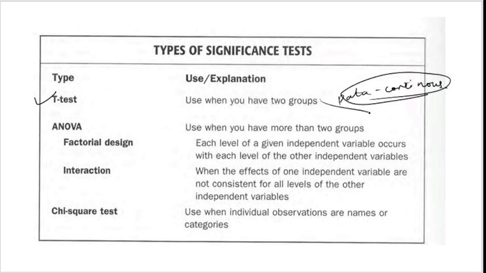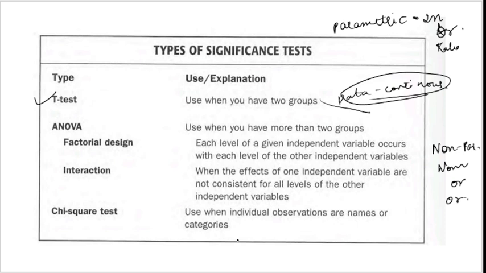For using any kind of parametric test, how should our data be? It should be in interval measurement or ratio. Okay. And for using any kind of non-parametric test, what scales of measurement will we have? We will have nominal or ordinal. So here we can see that the chi-square test is used when individual observations are the names or the categories. Just that.